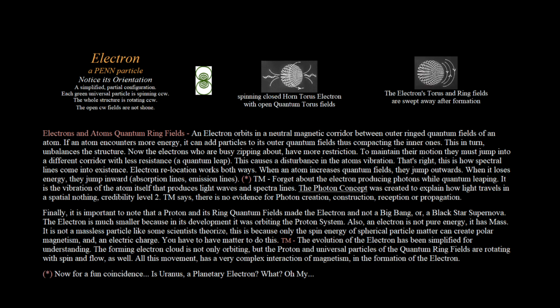The forming electron cloud is not only orbiting, but the proton and universal particles of the quantum ring fields are rotating with spin and flow as well. All this movement has a very complex interaction of magnetism in the formation of the electron.